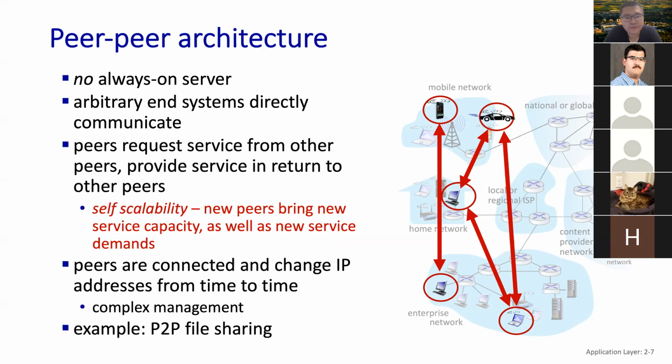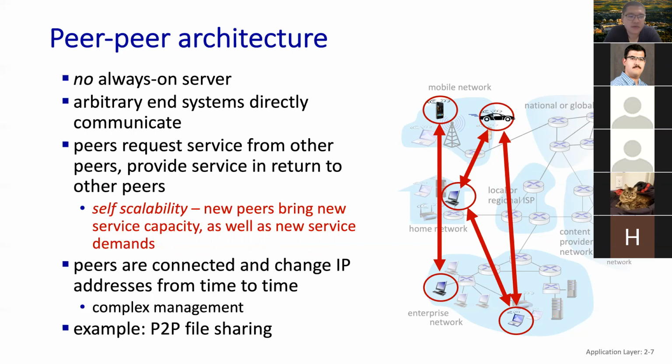Just as I mentioned, you have a laptop, a desktop, and a mobile, and if you are using the client-server architecture or model, these devices cannot communicate with each other, right? Because they are all clients. They can only communicate with the server, right? But sometimes your laptop wants to talk to your desktop, or to your mobile phone, right? So you can establish a peer-to-peer architecture, right? So the arbitrary end systems can directly communicate or talk to each other.